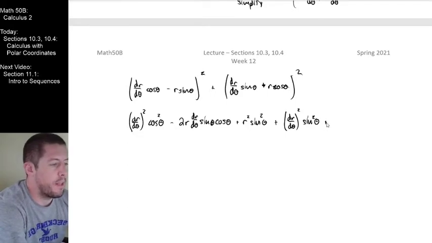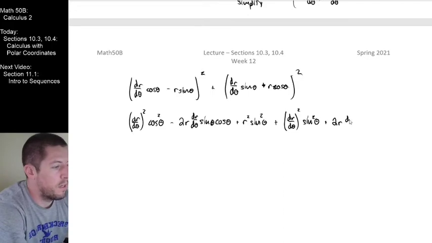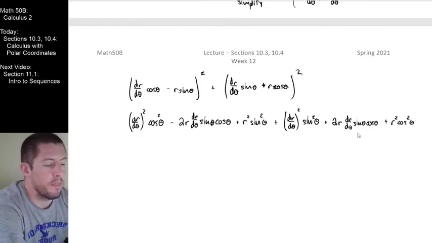So now I'm going to get a plus 2 times the product of all. Just to keep my ordering the same as I wrote the other term, that looks like 2r dr/dθ sine θ cos θ, and then plus r squared cos squared θ. All right, so there's my second grouping of 3 terms.